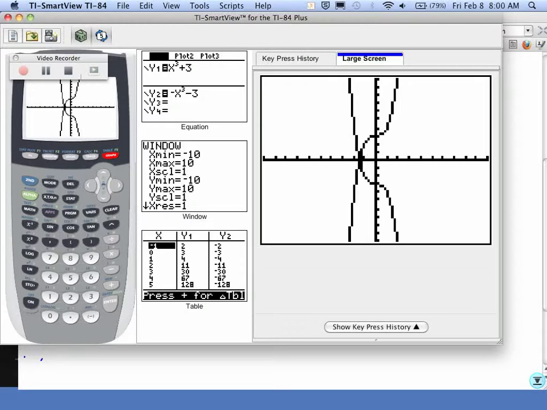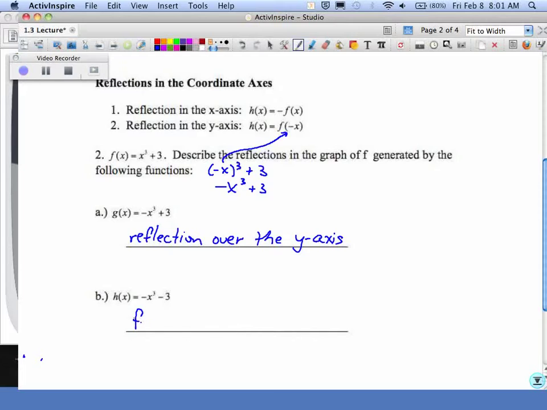You would fold on the x-axis. And because you're folding on the x-axis, we call that a reflection over the x-axis. And so the idea is, if I take a negative in front of my original function, what's the result? Well, you distribute the negative sign, and I get negative x cubed minus 3.